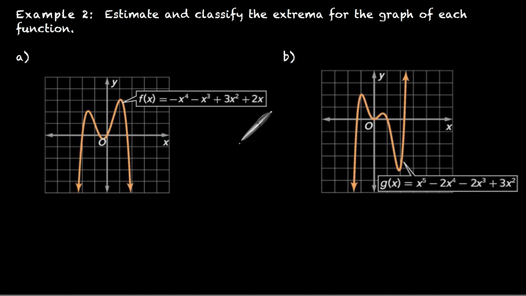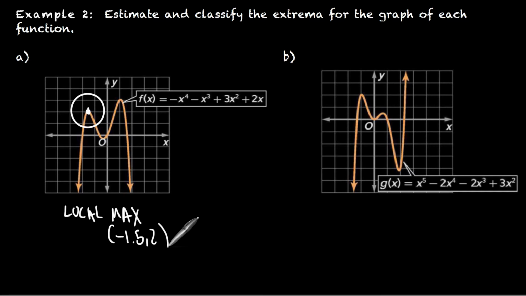Okay, so in example 2, it says to estimate and classify the extrema for the graph of each function. All right, so once again, this is what we started the video on. If I look at that point right there, and if I look at just this little area right here, then I will call that a local maximum. So I'll say local max at approximately negative 1.5 and 2.